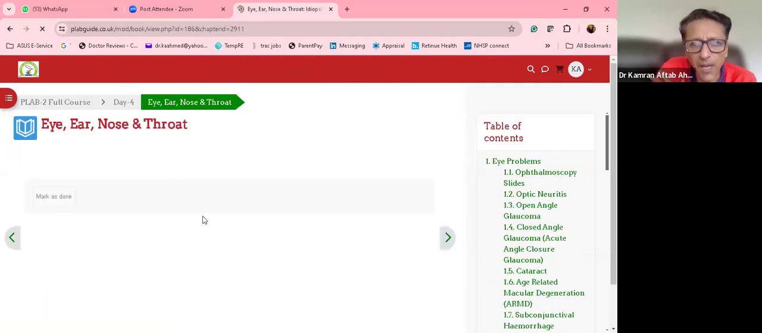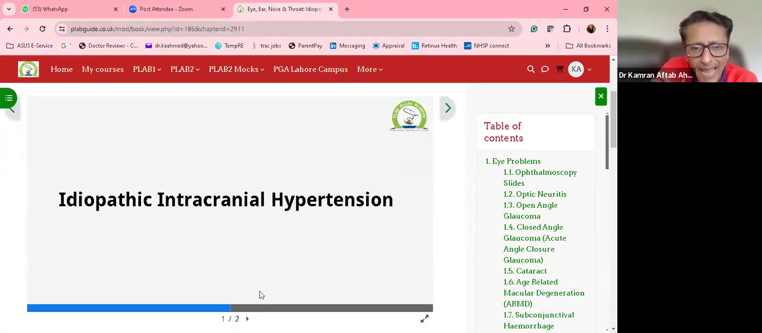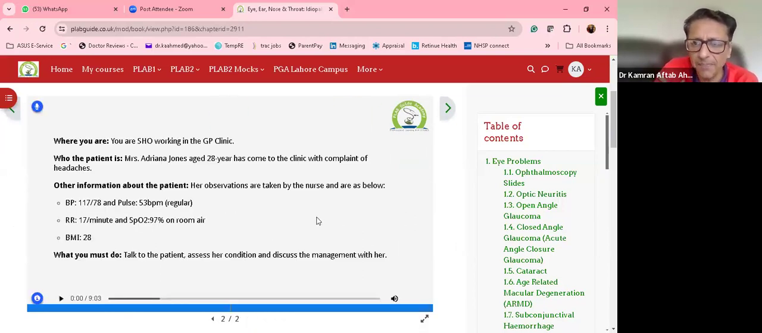Idiopathic intracranial hypertension. So that's a fairly new scenario, but an extremely common one in clinical practice. I mean, I see idiopathic intracranial hypertension in 3 or 4 patients out of 12 on my list every day. Okay. So what is idiopathic intracranial hypertension? How will you explain that to the patient? It means high pressure in the brain.